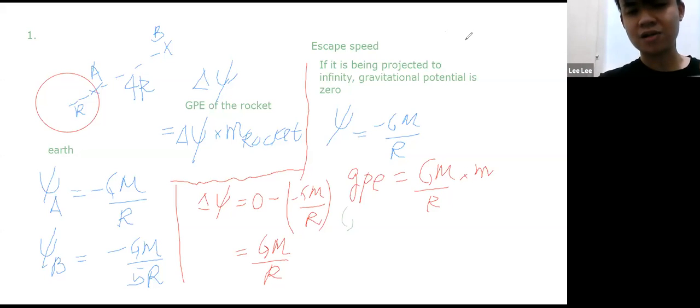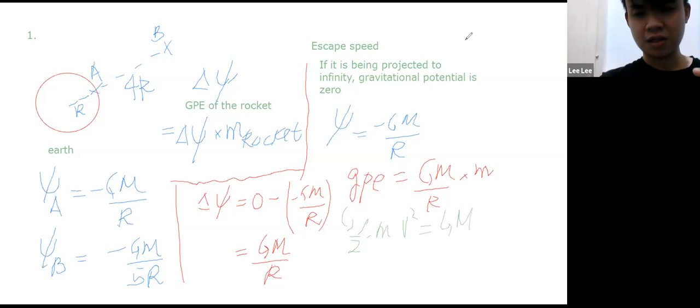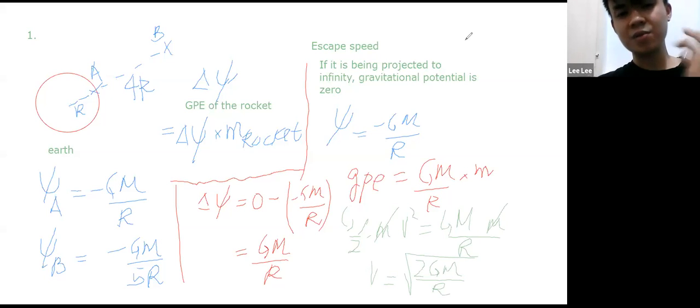How do you calculate the kinetic energy of the rocket? Half mv squared. And as you can see here, the mass of the rocket is not important. So when you want to launch a rocket, it doesn't depend on the mass. For the escape speed, you multiply by 2 to the other side and then you root it. So the escape speed is given by this. The escape speed of an object depends on the mass of the planet and the radius of the planet.